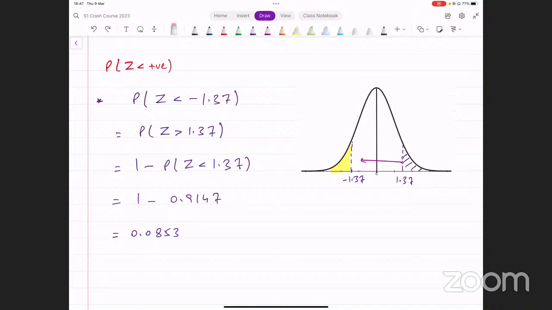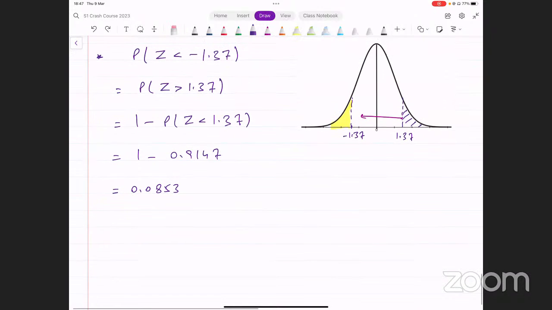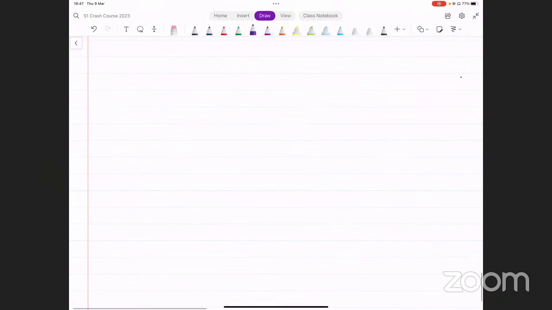Now, sometimes you can also have intervals. For instance, you might have to find the probability of z being between two values. So maybe z is between 0.345 and 1.75. Let's say you have to find this probability. Now, this is area between two values.